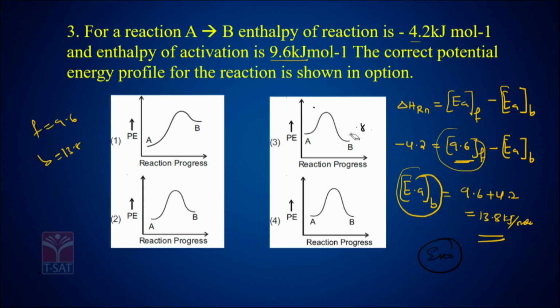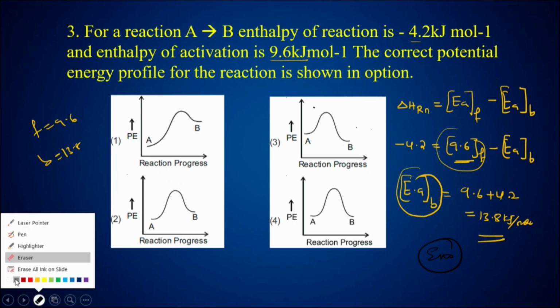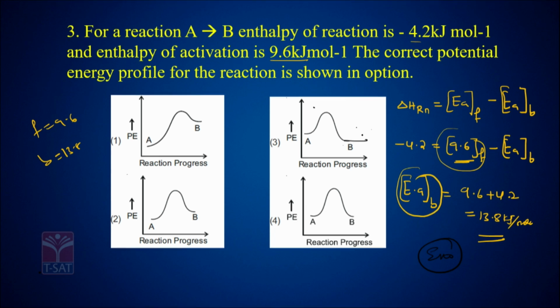You can see here the enthalpy of products B is lesser than A, so it is an exothermic reaction, and the activation energy of the backward reaction is more. This is the activation energy of the backward reaction. We write this as 13.8 and this one will be 9.6, as given. Option 3 is the correct answer for this question.